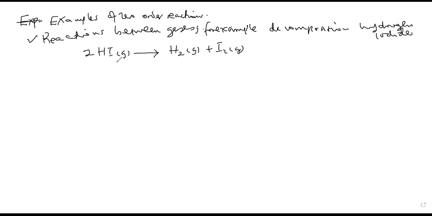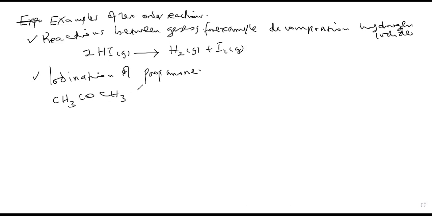Then another reaction we look at is the iodination of propanone. That is an organic reaction whereby we have propanone, which is a ketone.